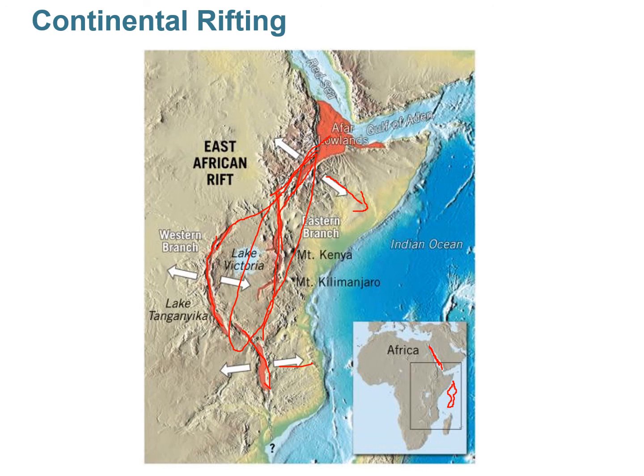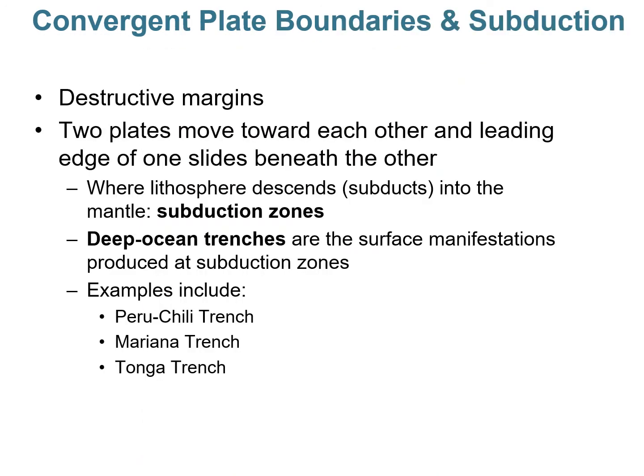So you can kind of see the step-by-step evolution of a divergent plate boundary. Okay, let's talk about convergent plate boundaries. Convergent plate boundaries are referred to as destructive margins, and this is where you have two tectonic plates crashing into one another. And when this occurs, most of the time, one plate will slide beneath the other plate, and we call that subduction.